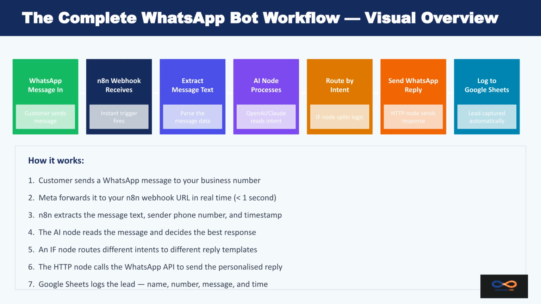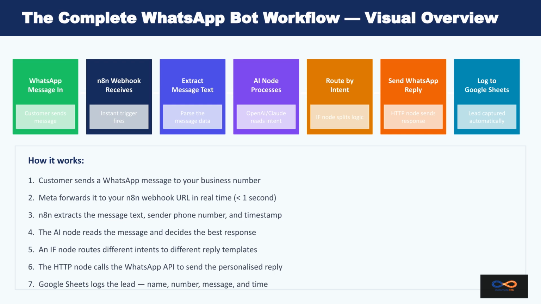Here is the complete bot workflow at a glance. 7 nodes connected in sequence. A WhatsApp message arrives, the webhook fires instantly, n8n extracts the data, AI reads the intent, an if node routes the message to the right response template, the WhatsApp API sends the reply, and Google Sheets logs the lead. This entire cycle takes under 3 seconds from the moment the customer hits send to the moment they receive your reply. Let us now build each node step by step.